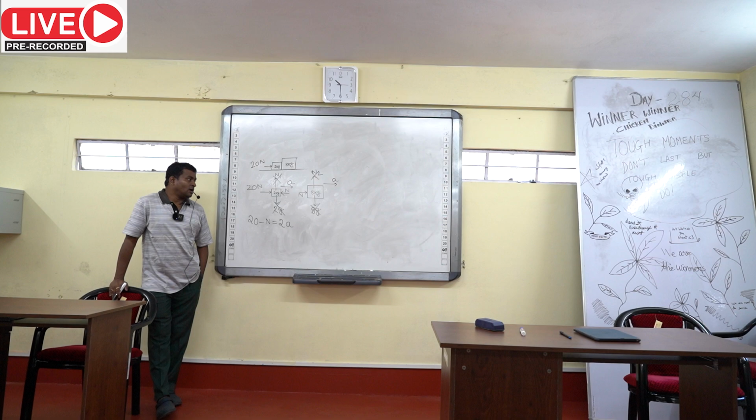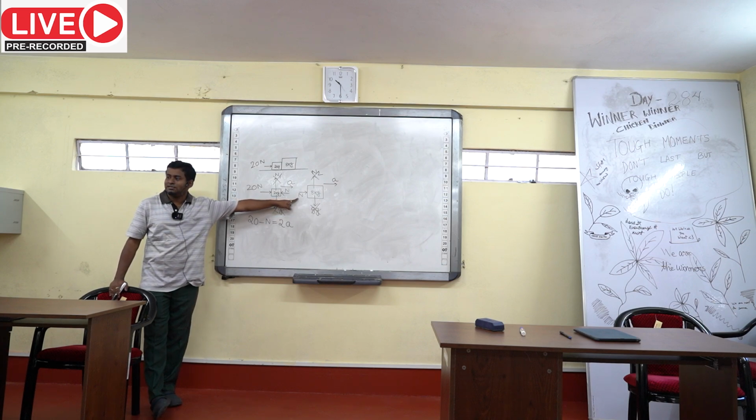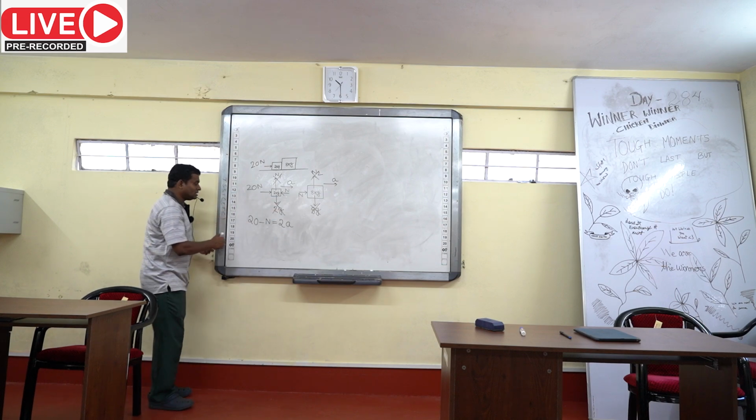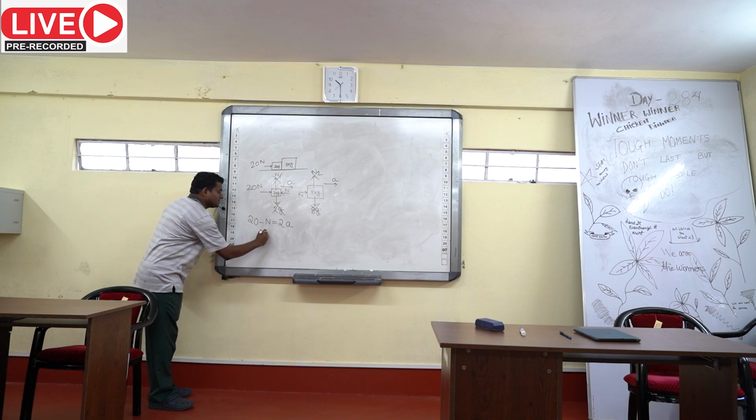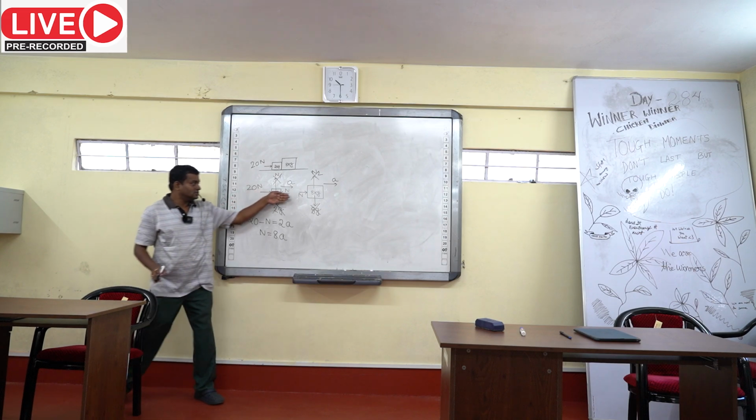Okay? Now, for that 8 kg mass, what is the force in the direction of acceleration? Only N. There is no other force in the direction of acceleration. So in Newton's law, F equal to ma, F is replaced by N. In place of F, you must write N. That is 8 into A. Force is N itself.